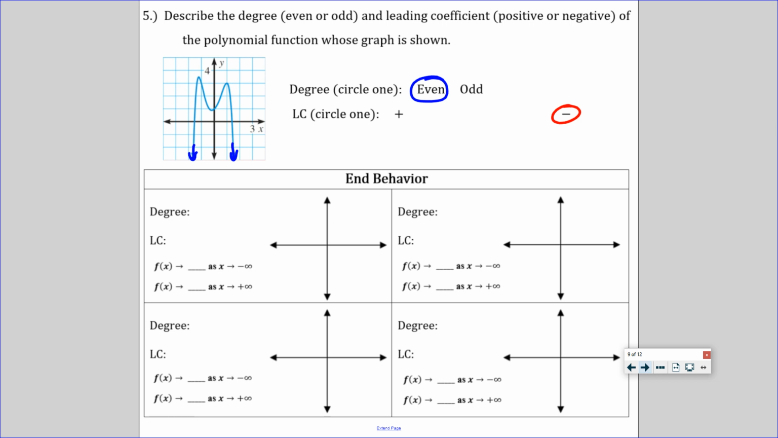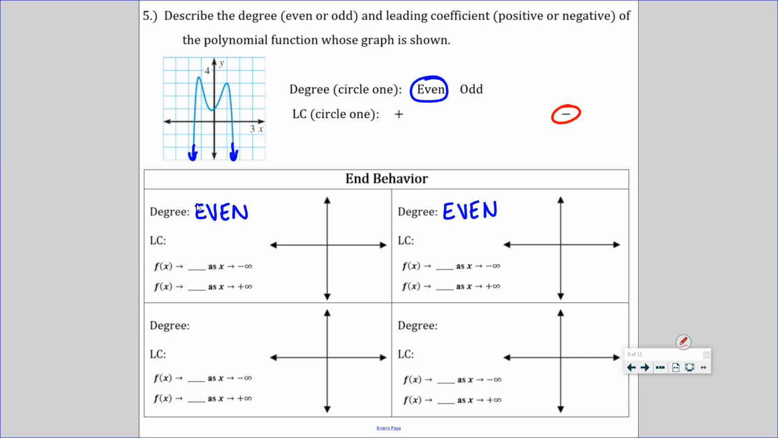Okay? So there's a little bit of notation stuff here, but it's not too difficult once you understand the notation. So let's start with even. If I have an even degree, and you all know what even numbers are, 2, 4, 6, 8, 10, and so on, then for even degree polynomial functions, the ends are going to be going off in the same direction. Whether they're both going up or both going down depends on the LC.